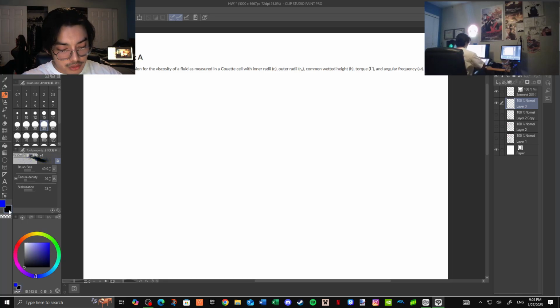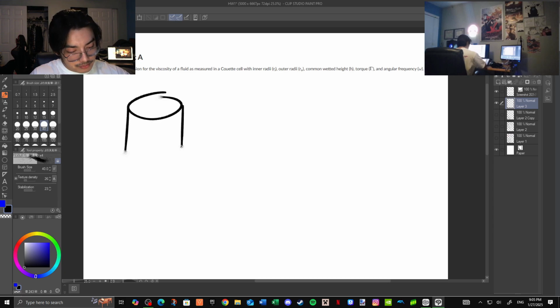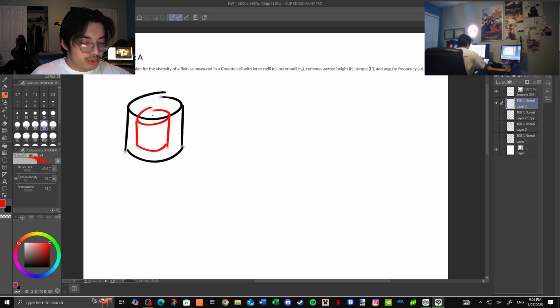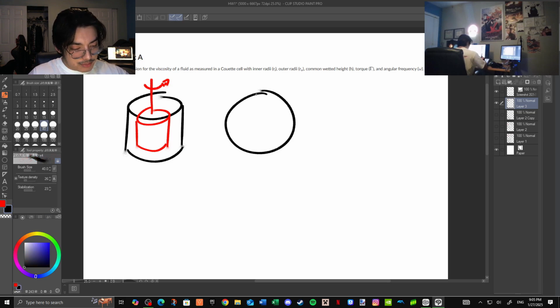So the first thing we're going to need to do is draw a figure. And so we have an outer cylinder, and then we have an inner cylinder. The outer cylinder does not move, but the inner cylinder rotates. That is going to be the important part of this problem. Then we can also draw a top-down view of the Couette cell.